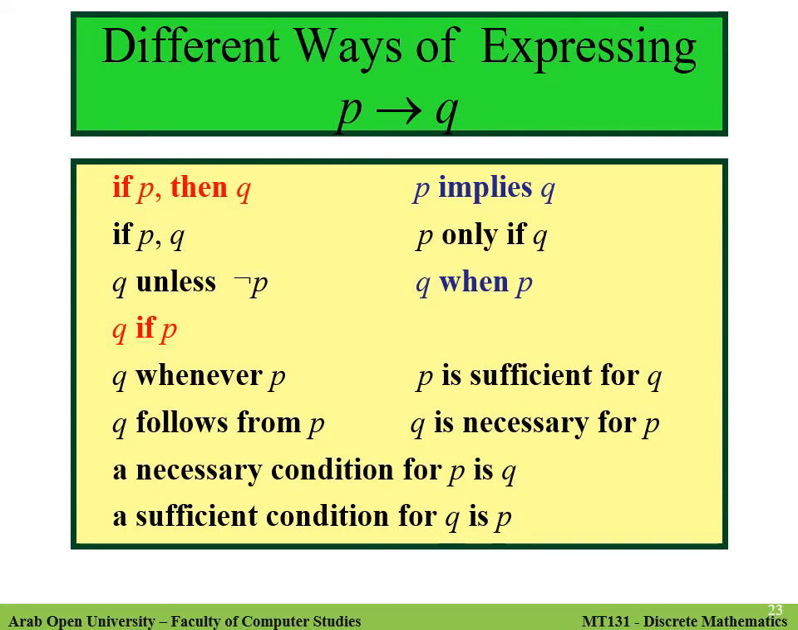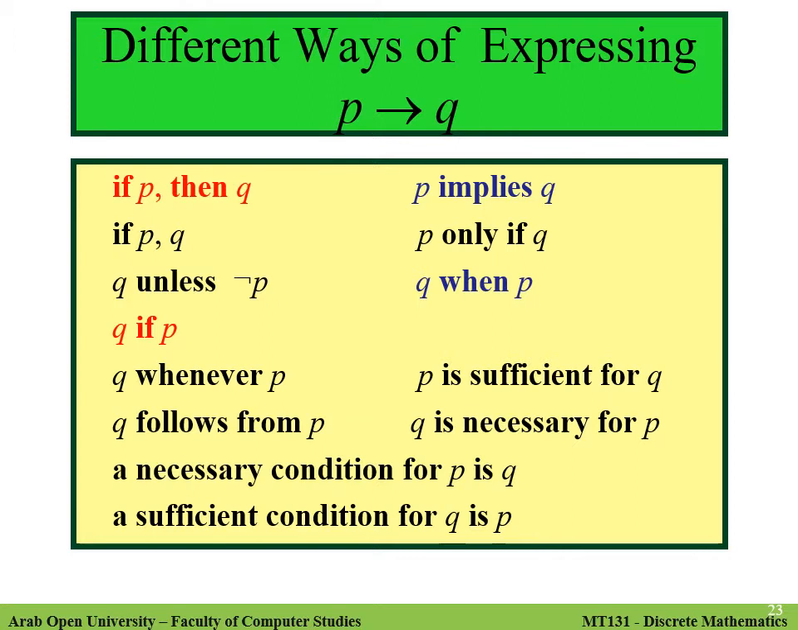There are different ways of expressing the implication. Using logical statements, there's only one way, you just write P implies Q. But in the English language, there are many other ways to state the implication. All these statements give you the same implication, P implies Q. You can write if P, then Q. If P, Q, and you don't use the then.